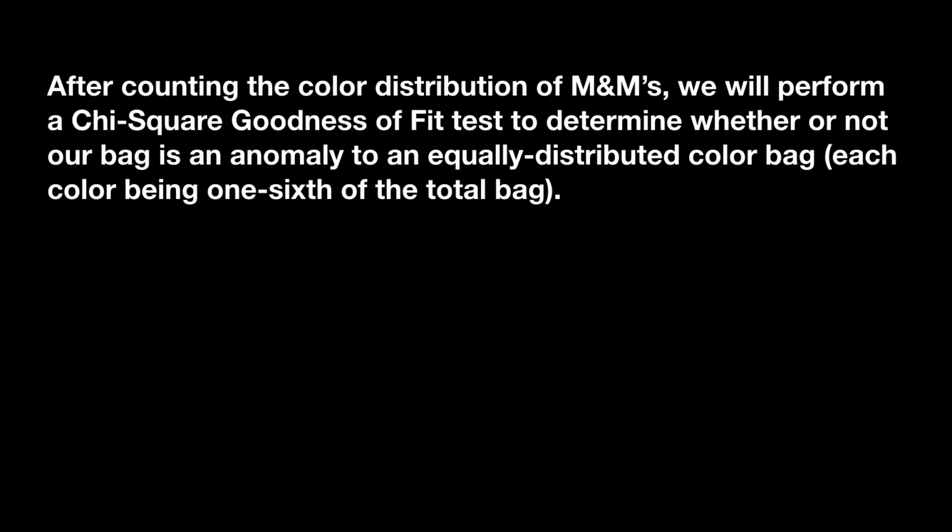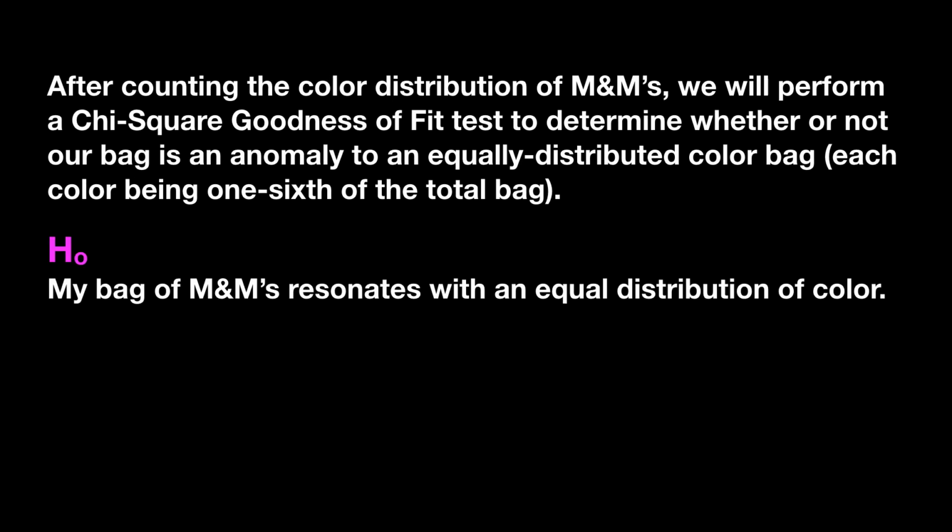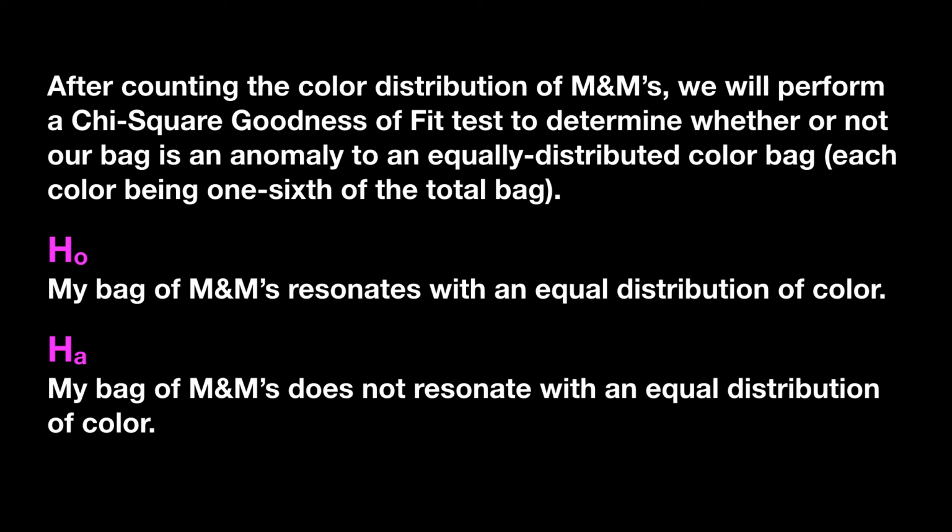So you'll recall that we counted the color distribution of M&Ms, and we're going to use a goodness of fit test to determine whether our bag was statistically different from a presumed equally distributed color bag, with each color contributing 1/6 to the bag. That meant that we had a null hypothesis that stated my bag of M&Ms resonates with an equal distribution of color, and an alternative hypothesis that states my bag of M&Ms does not resonate with an equal distribution of color.